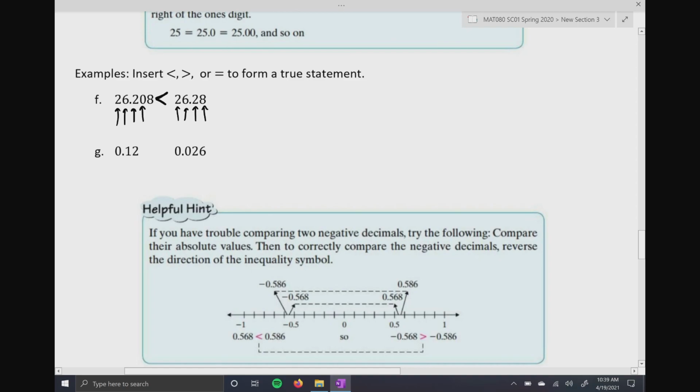You just go from left to right. So the next example here. 0 and 0, they're the same. 1 and 0, they are different. So you compare. 1 is definitely greater than 0. So this would get a greater than symbol.